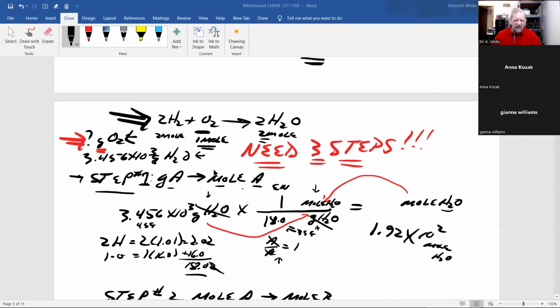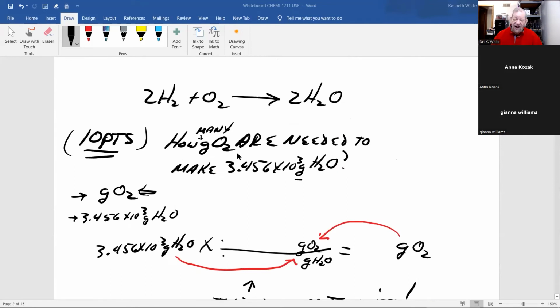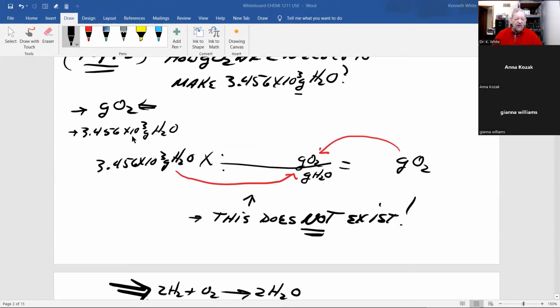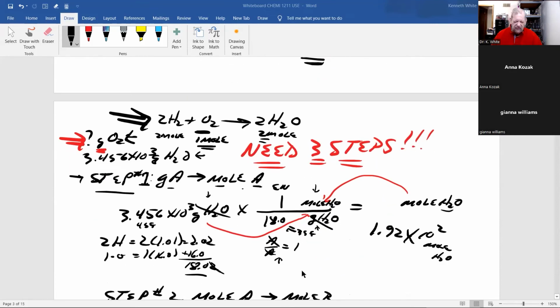Now, railroad car tankers, they're called, come in different sizes that are much bigger. So let's go through what I just showed you in order to find out how many grams of oxygen are needed to make this amount of water. You have to do 3 steps. You can't go from grams to grams. This does not exist, says it on the screen, must be true. And you need 3 steps.